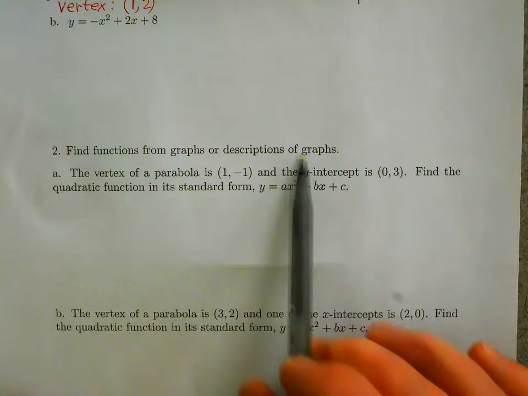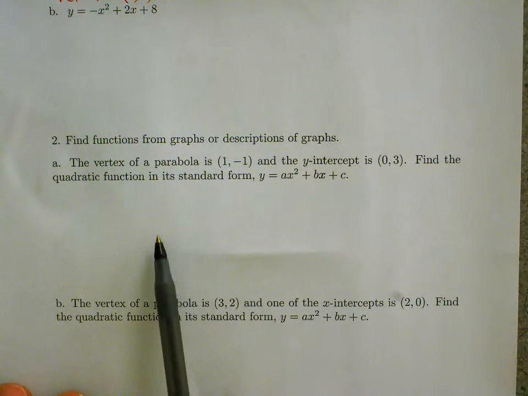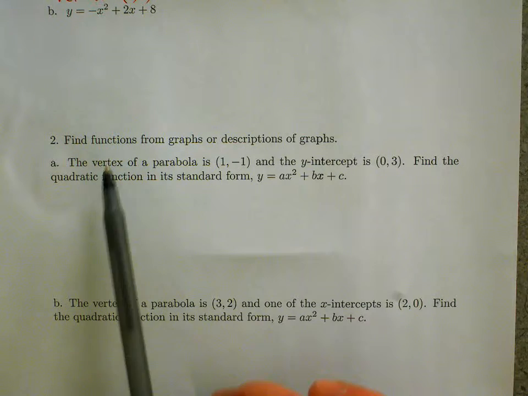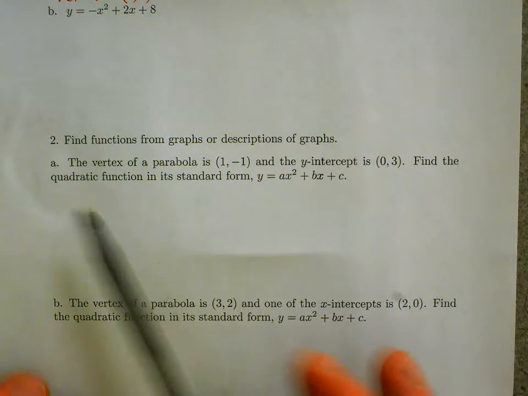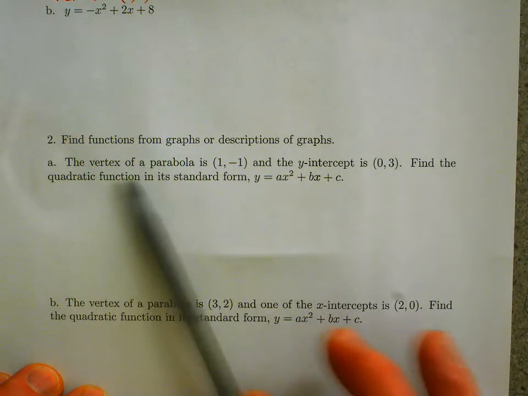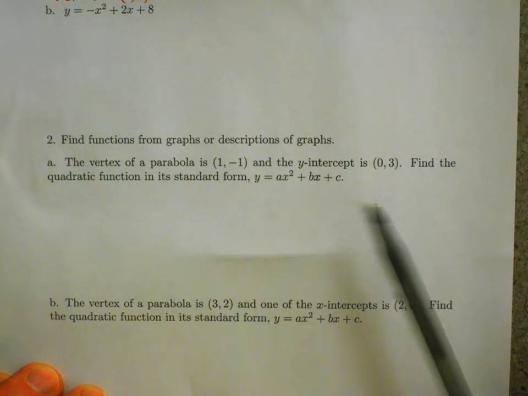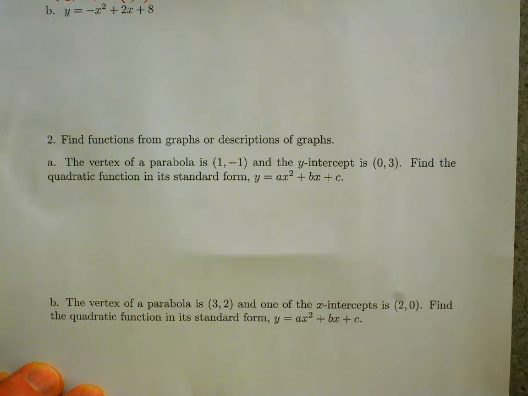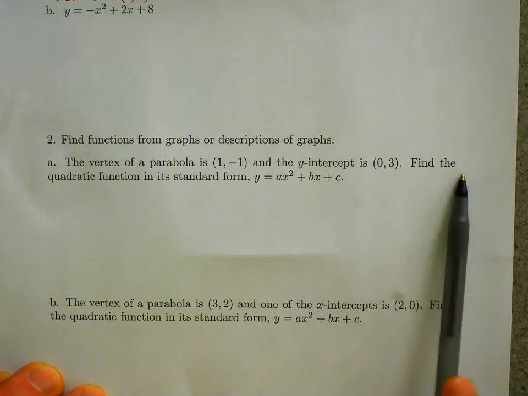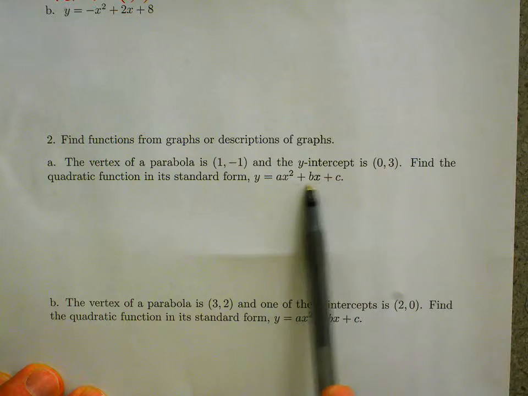Okay, let's look at number 2, part 1. Find functions from graphs or descriptions of graphs. Here we just have a description. We're told that the vertex of a parabola is (1, -1), and the y-intercept is the ordered pair (0, 3). So find the quadratic function in its standard form, y equals ax squared plus bx plus c.